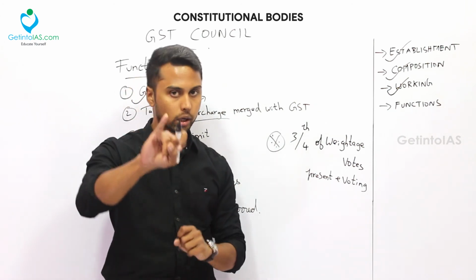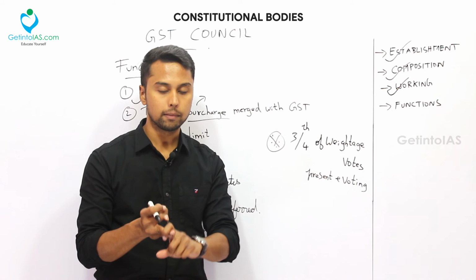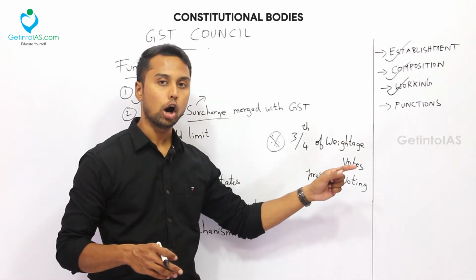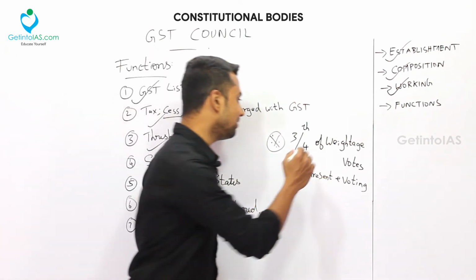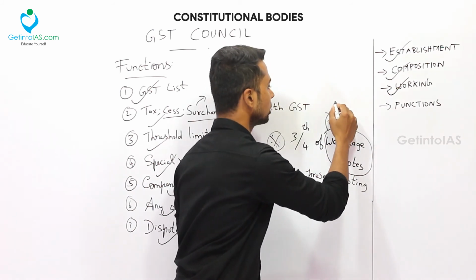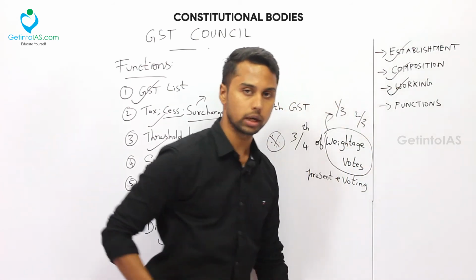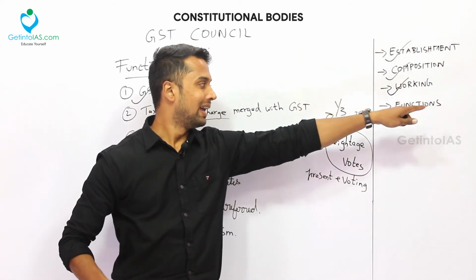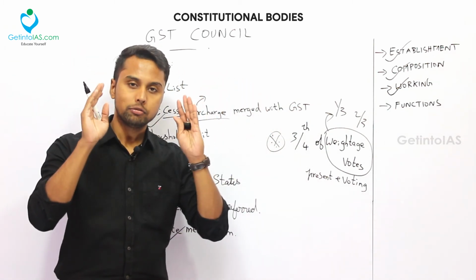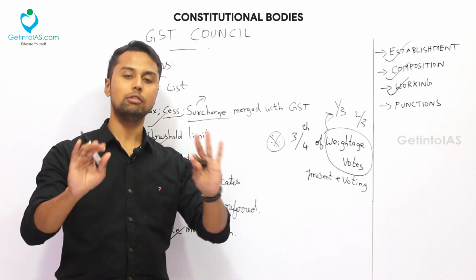So there is a quorum first of all, and next all the decisions are taken by a majority. That majority should not be less than 3/4 of the weighted votes of the members present and voting. Talking about this weightage, the central government is given 1/3 of the weightage and the state governments are given 2/3 of the weightage. That is about the working part. And next about the functions, I have discussed them. The main sole function is to fix GST tax slabs for all the products, whether to include or exclude. That is the main function of the GST council.